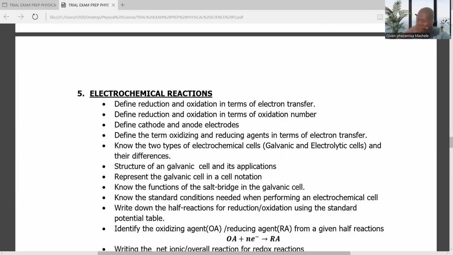Now, number one, let's start with electrochemical reaction. This is one of the easiest, ladies and gentlemen. Under electrochemical reaction, you need to be able to define what is reduction and what is oxidation in terms of electron transfer. Obviously, oxidation in terms of electron transfer is the loss of electrons.